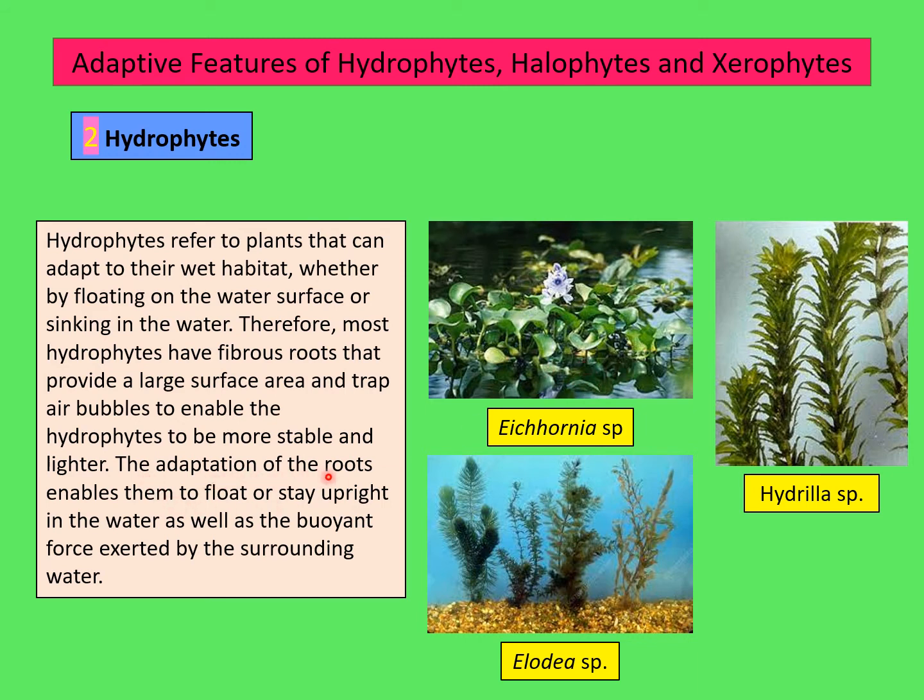The adaptations of the roots enable them to float or stay upright in the water, as well as the buoyant force exerted by the surrounding water. So Hydrilla can stay upright, same as Elodea, because of the buoyant force exerted by the surrounding water.